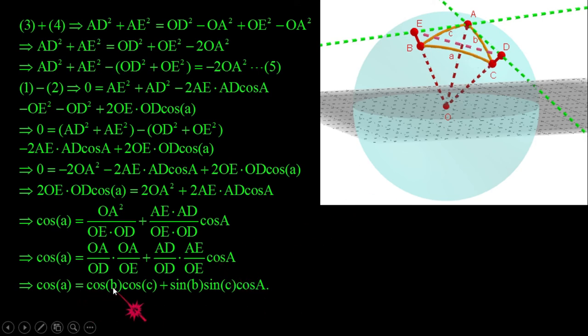And in place of cos A, I have written here cos A. So cos A equals cos B cos C plus sine B sine C cos A. Similarly, we can write cos B equals cos A cos C plus sine A sine C cos B. Similarly, cos C equals cos A cos B plus sine A sine B cos C. So the cosine rule is proved here.